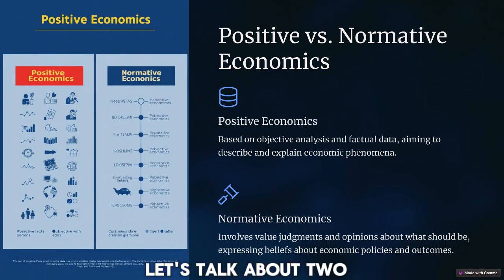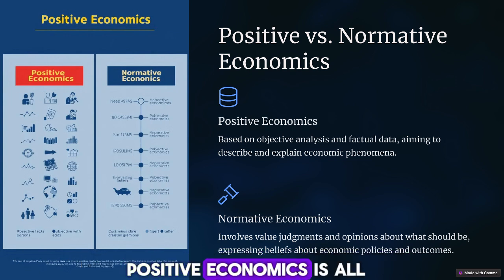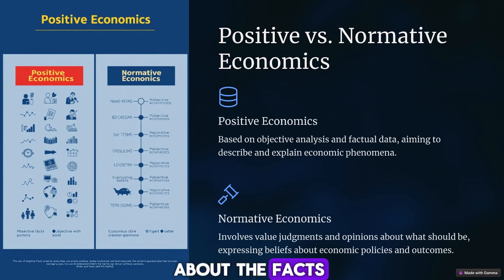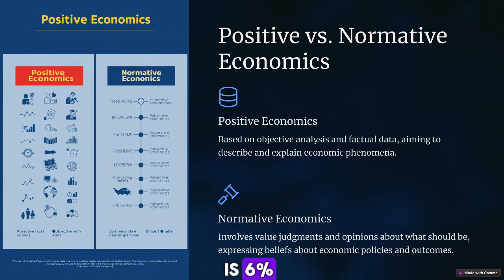Now let's talk about two ways economists look at the world: positive economics and normative economics. Positive economics is all about the facts, just the facts. Like saying the unemployment rate is 6%. That's a fact. It's measurable and real.